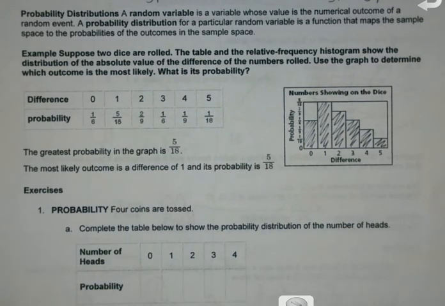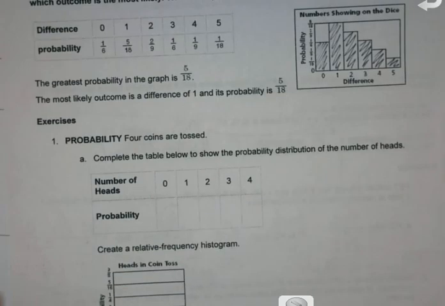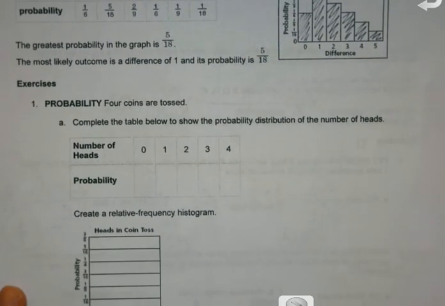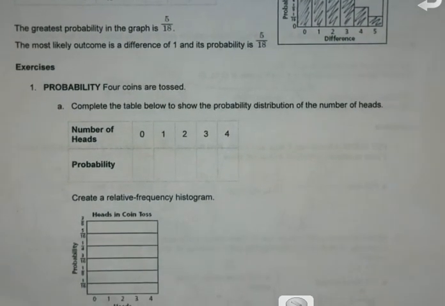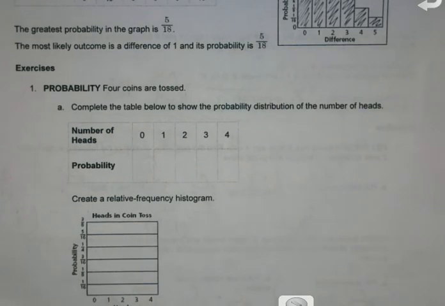Okay. So here's what we're going to do on the bottom. Probability. 4 coins are being tossed. Complete the table below to show the probability distribution of the number of heads. Okay. We are literally going to draw this out because I want you to see how this could possibly work. Why? Because you can actually see where these distributions come from then.